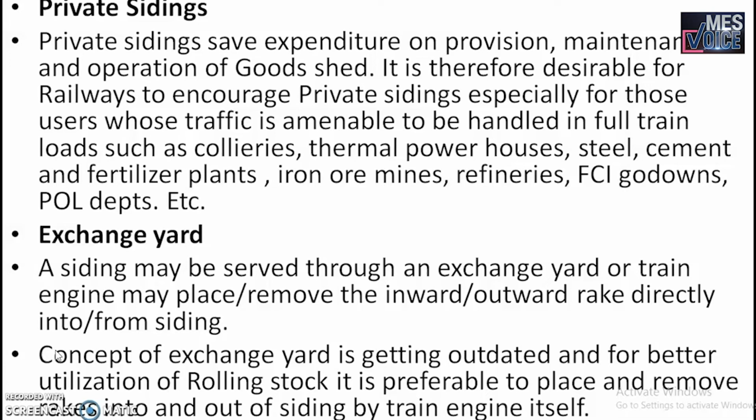And another one is the exchange yard. Exchange yard is mostly used for the removal of the engine or the rake for different purposes. A train engine may replace or remove the inward or outward rake directly from the siding. I'll show you a video of the sidings, to explain what is actually meant by sidings.